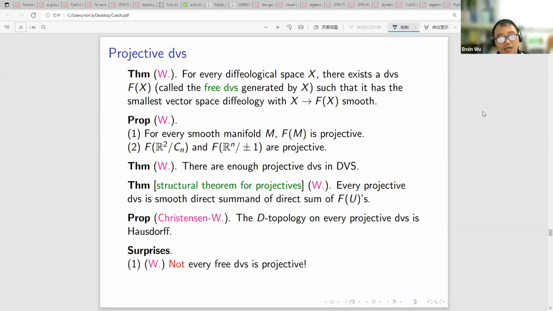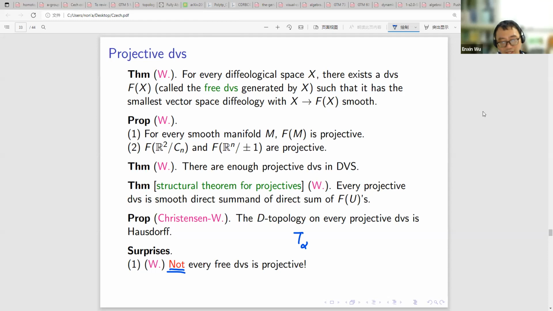Okay, and another surprise is if you compare this theory with the usual module theory. In module theory, we know the free modules are always projective, but now we can see not every free one is projective. So for example, the irrational torus, this example T alpha, we already know it has no topology.